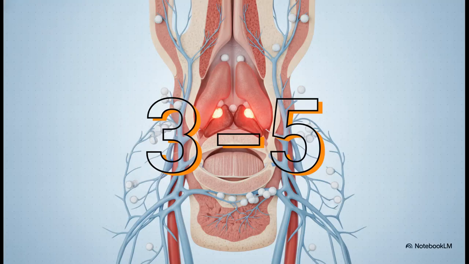But flip the script for adenotonsillitis. We have a totally different crucial age bracket here, and that is 3 to 5 years old. Why? Well, adenotonsillitis is incredibly common in young kids, right as their adenoids hit their absolute peak maximum size, which happens exactly between ages 3 and 5. So they simply have way less real estate in the airway to accommodate any swelling.